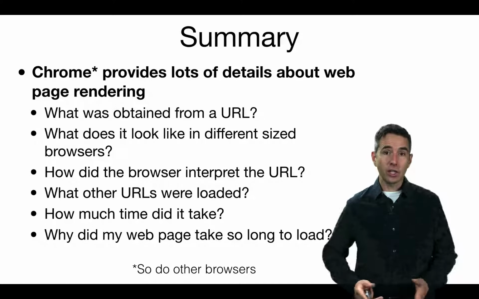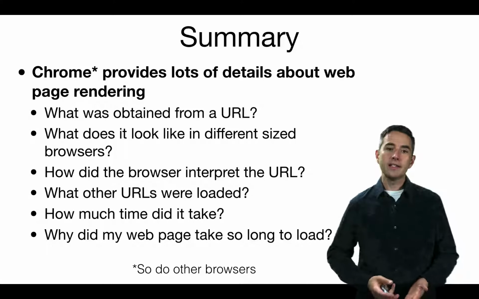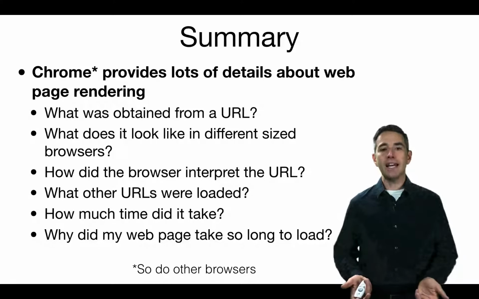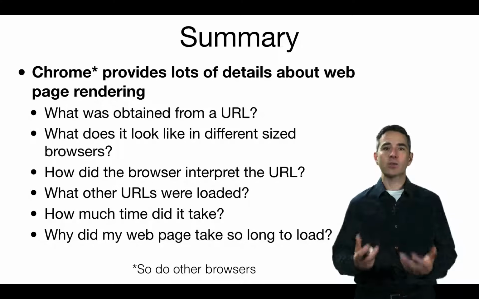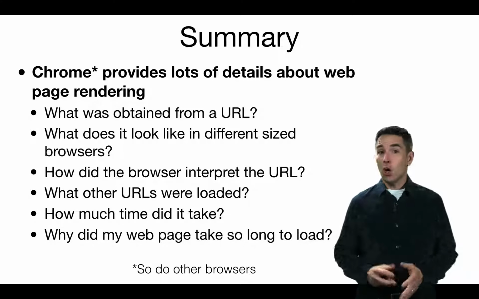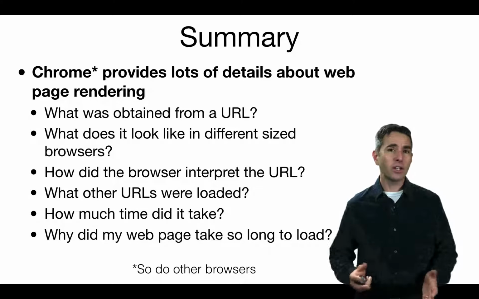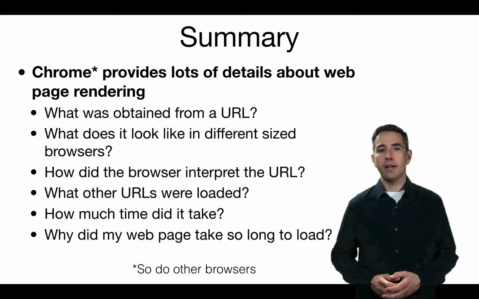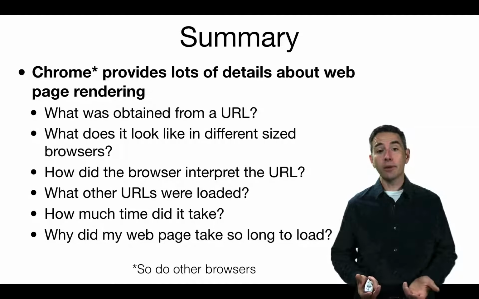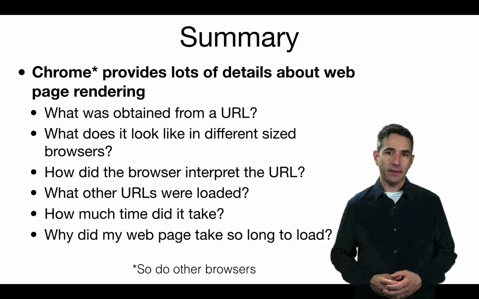Some of the things that you can learn from looking at these resources, looking at these developer tools, is what exactly was obtained from a URL, meaning what kind of source text was obtained from the URL. What does that URL look like when it's rendered in different sized browsers? What would it look like if it was rendered on a phone in portrait or landscape orientation? How did the browser actually interpret the URL? How did it translate that URL text into a data object that it could manipulate?